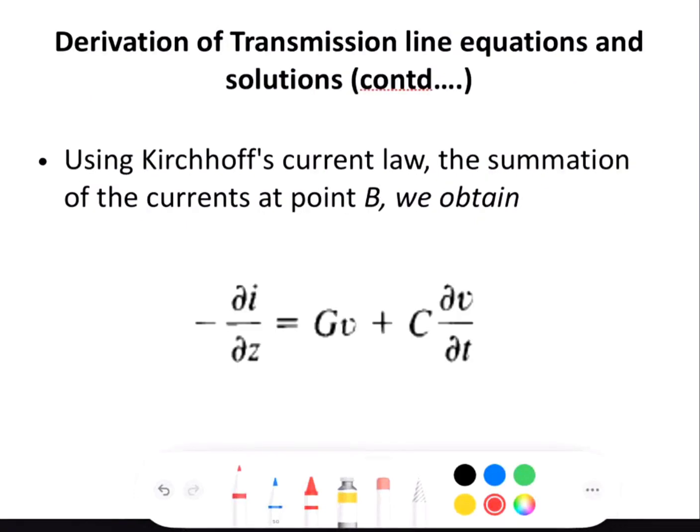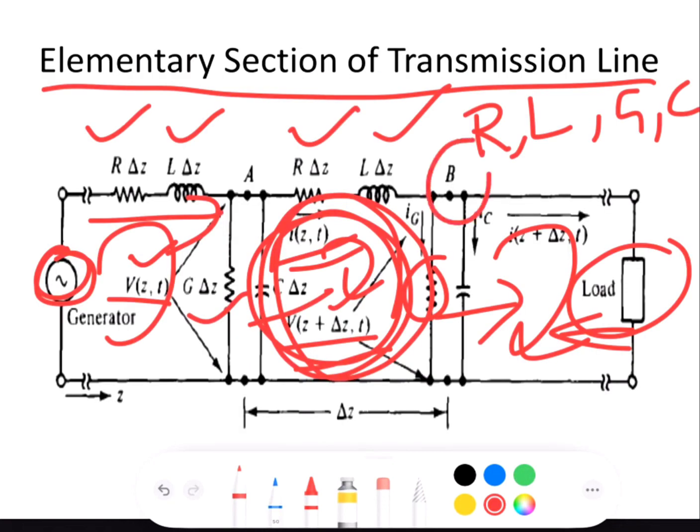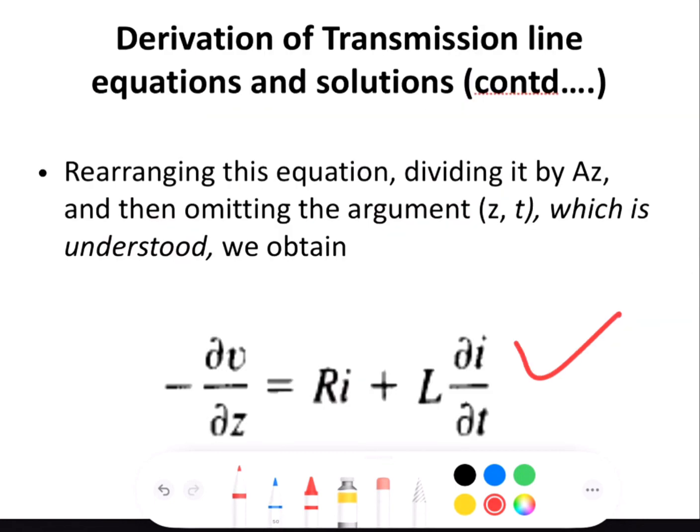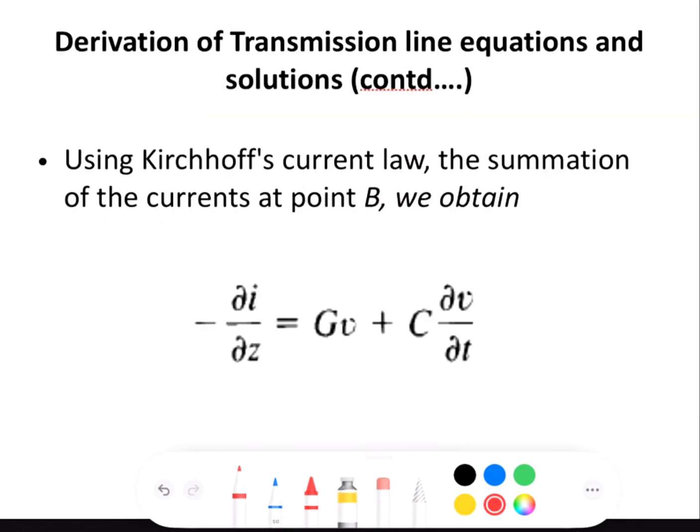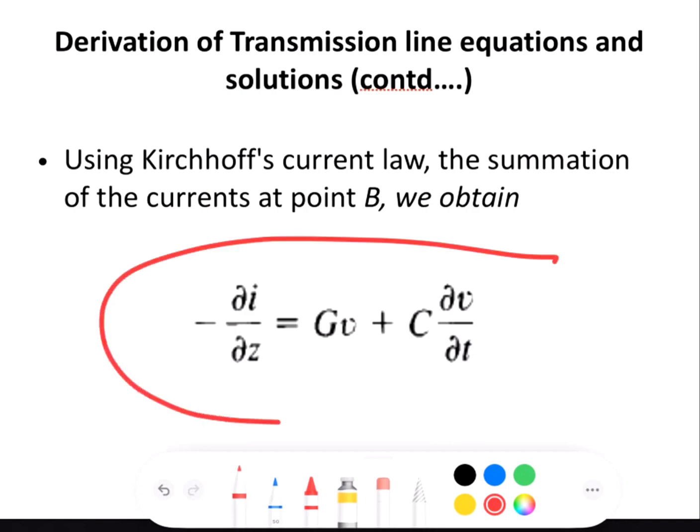Okay. And next, we are applying Kirchhoff's current law. So the summation of currents at point B, that is, this is point B in the circuitry, this is point A, and now we are analyzing the current at point B. So we get the equation minus dou I by dou Z is equal to GV plus C into dou V by dou T.